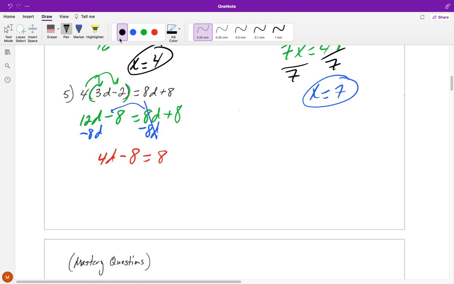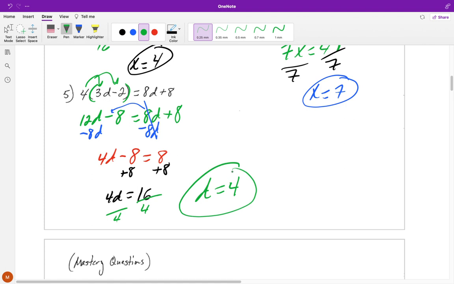And now I need to isolate my variable just like I have been. So I'm going to add 8 to start getting the variable all by itself. So 4d is then equal to 16. And our last step is to divide by 4 to isolate that variable and solve for it. So d is then equal to 4.